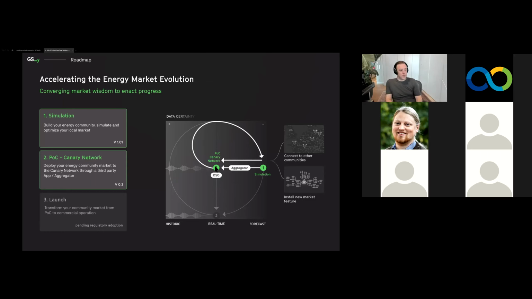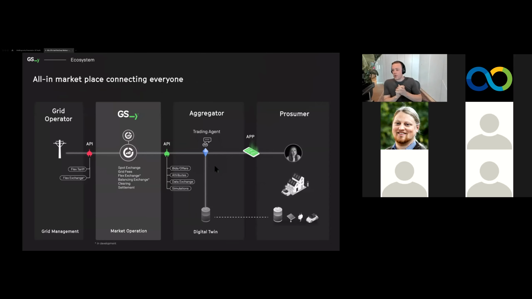So let me talk a bit about our ecosystem. As I said before, we try to bring these two worlds together. On the one side, the grid markets, on the other side, the open markets. Our ecosystem is comprised of grid operators, where through the API of the grid operators, they can change the tariffs, do real-time grid fee accounting, and control their own markets like flex markets, but they are majorly the buyers to do congestion management and other auxiliary services.